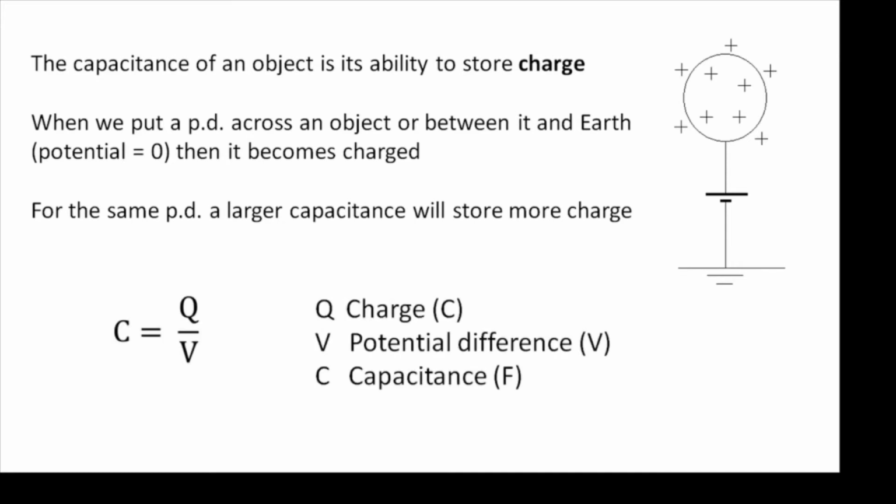We get this equation, C equals Q over V, our definition of capacitance. Q is the charge in coulombs, V is the potential difference in volts, and C is the capacitance in farads, named after Michael Faraday. So a farad is equivalent to a coulomb per volt. C equals Q over V. Usually we work out Q equals CV, more than using that equation.